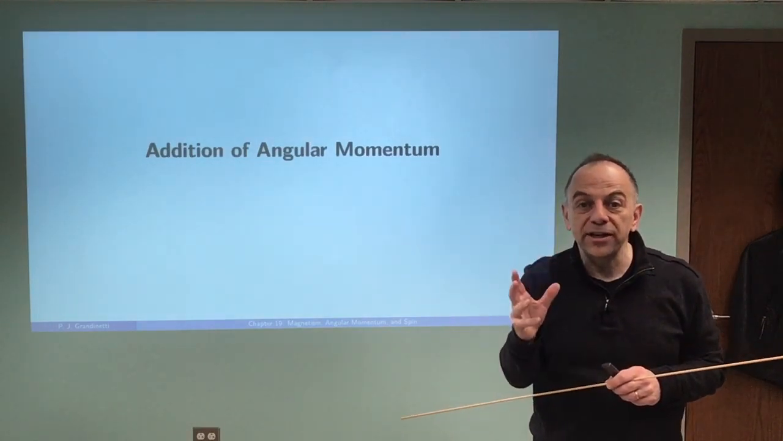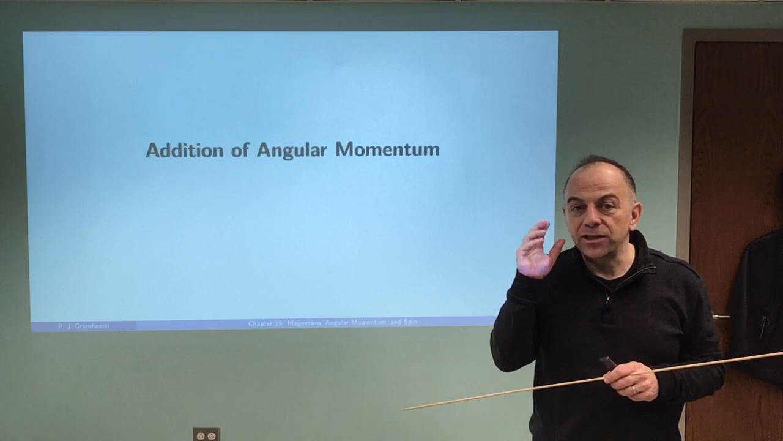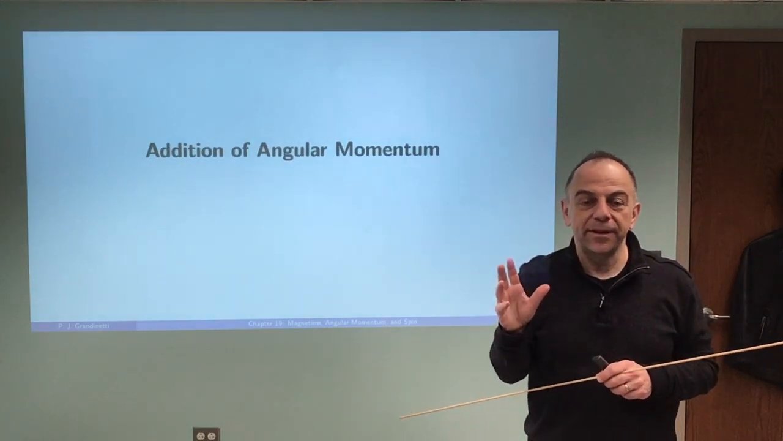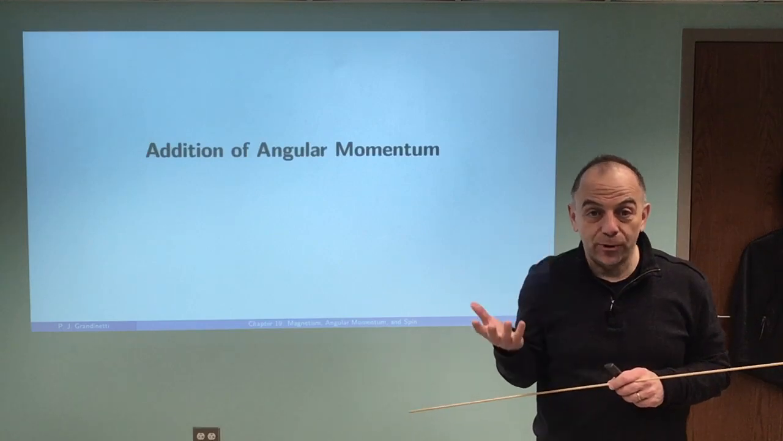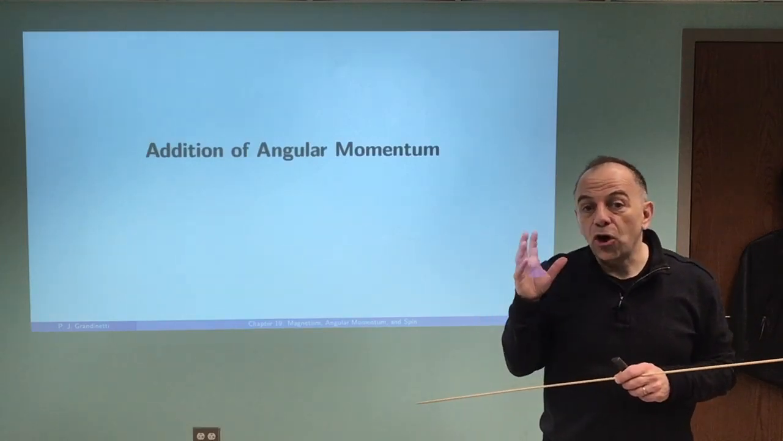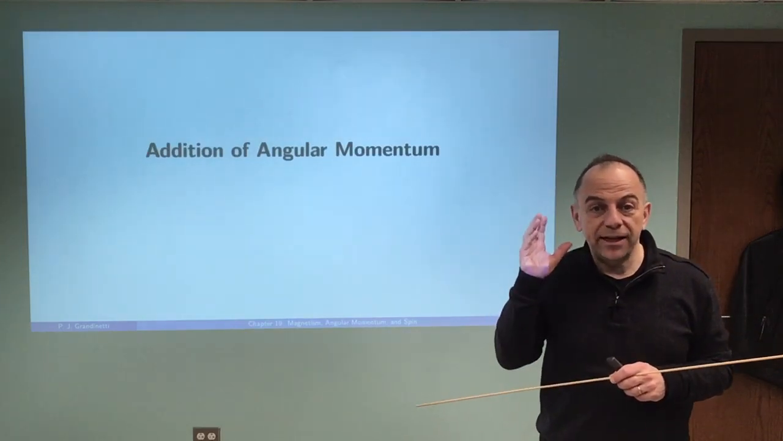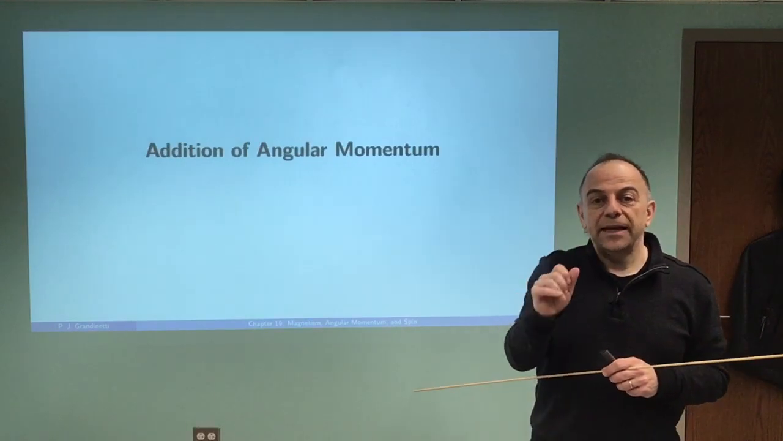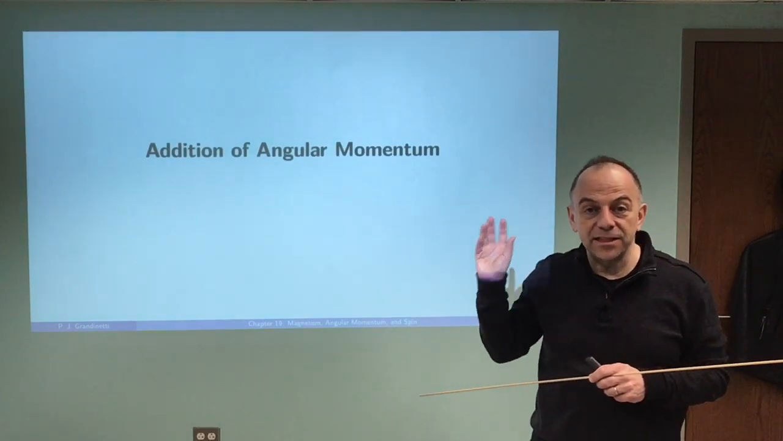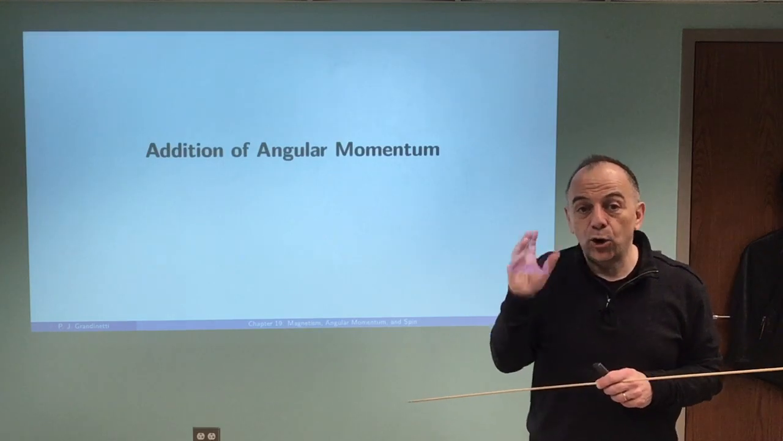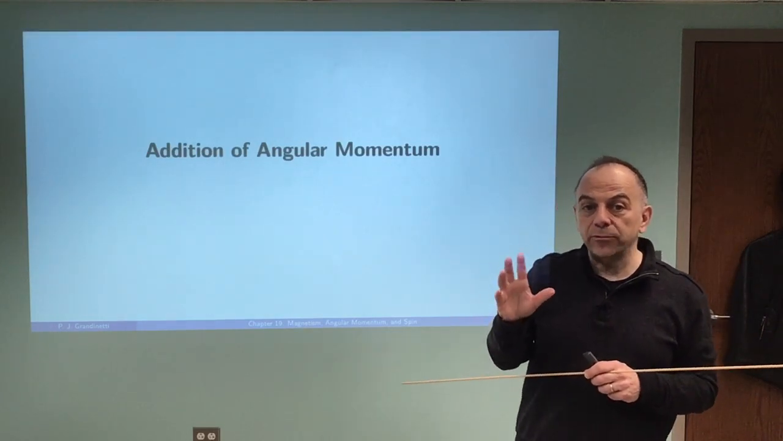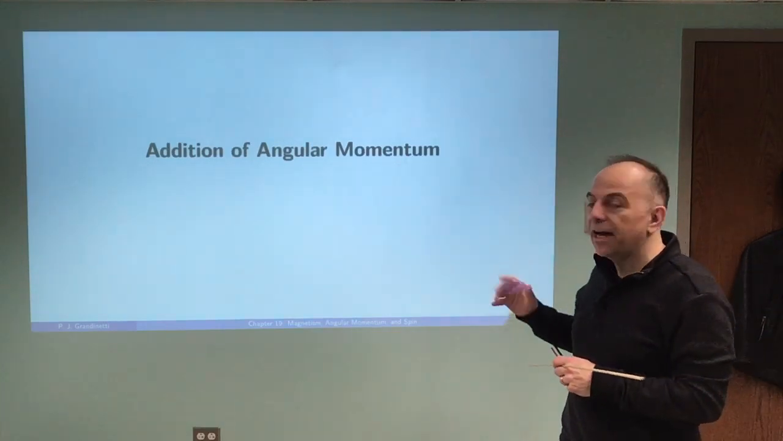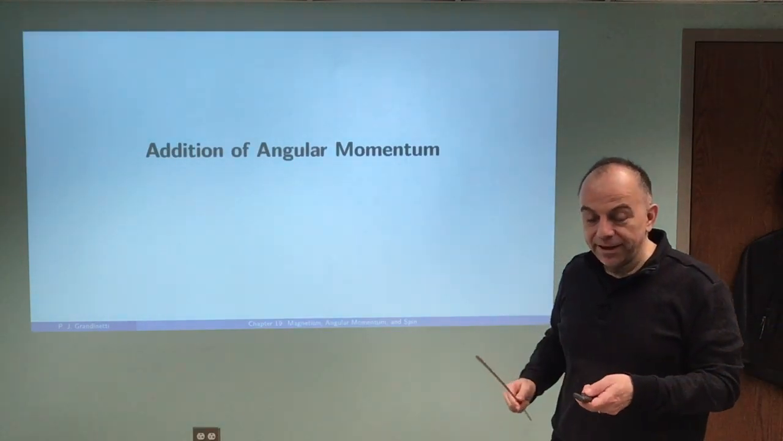Well, we learned that the electron has an intrinsic spin angular momentum. And when it's orbiting a nucleus, it has orbital angular momentum. So the total angular momentum of a hydrogen atom is going to be the sum of that spin angular momentum vector and the orbital angular momentum vector. So if we want to get that total angular momentum, we have to learn how to add them in quantum mechanics.